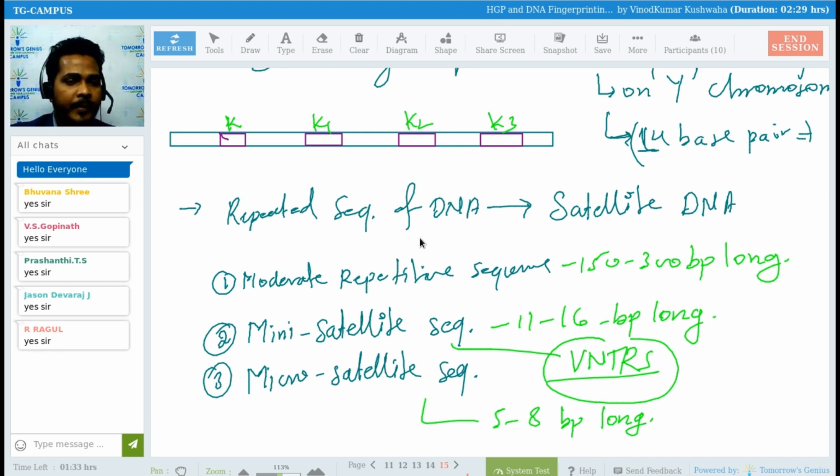So the repetitive sequence, mini satellite, and micro satellite are all different types of satellite DNA. In our syllabus only these 3 are important, and that's why I'm repeating them. There are several others also. If you want to learn, you can just Google it. You will get a number of microsatellites and satellite DNA, but these are the major ones.